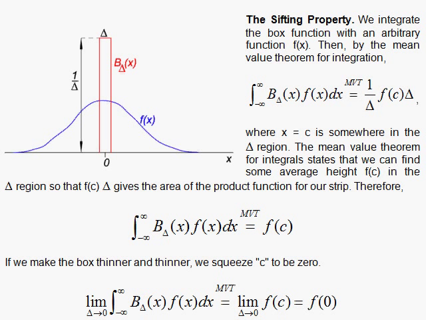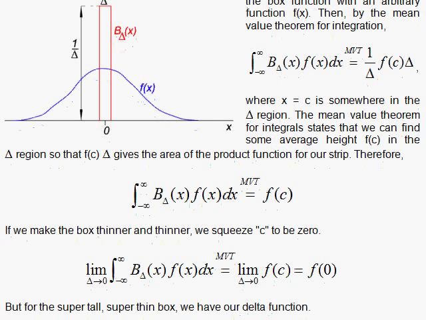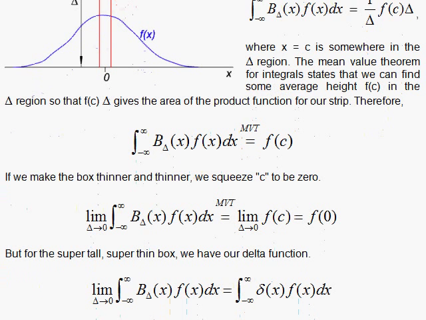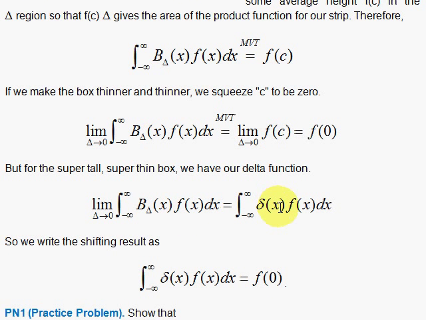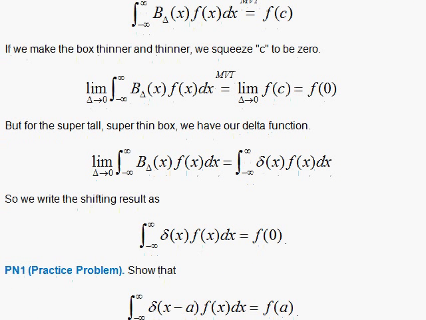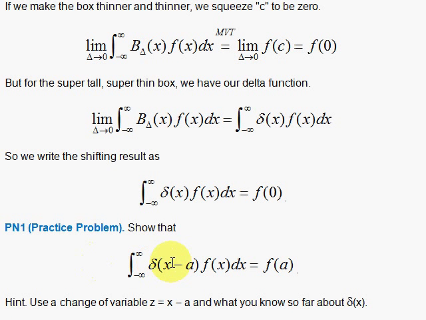Then when we let delta go to 0, we will squeeze f of c to be f of 0. And when we take that limit, the box function becomes the delta function, and we have this nice result that when you multiply the delta function with another function f of x and integrate, you sift out, you pull out f of 0. In the more general case, if you have the delta function where the argument is x minus a, then you sift out f of a.